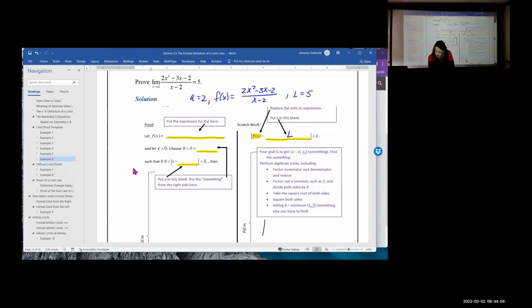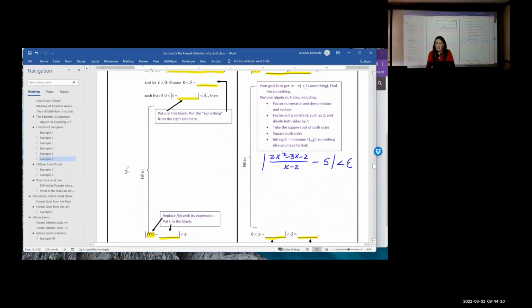So we're going to start with the absolute value of 2x squared minus 3x minus 2 over x minus 2 minus L, which is 5, less than epsilon. We're going to do the same steps that we did last time. It looks to me like factoring is probably the way to go again. So you're going to factor the 2x squared minus 3x minus 2, which should give us, I think that's a 1, and that's an x. I think that's a 2.